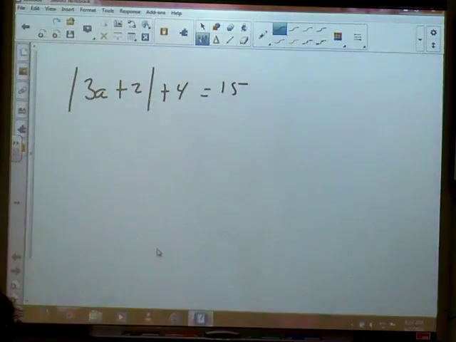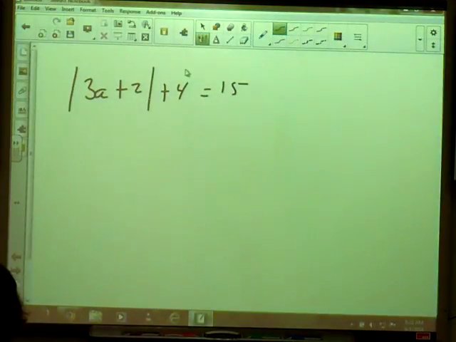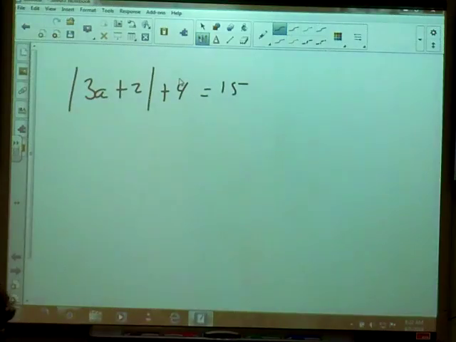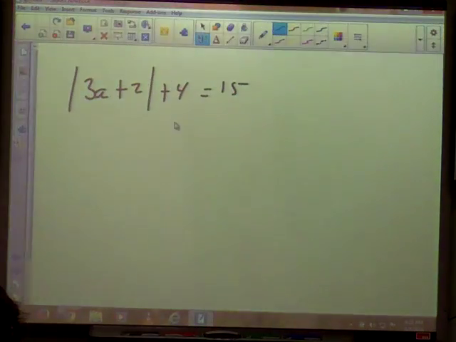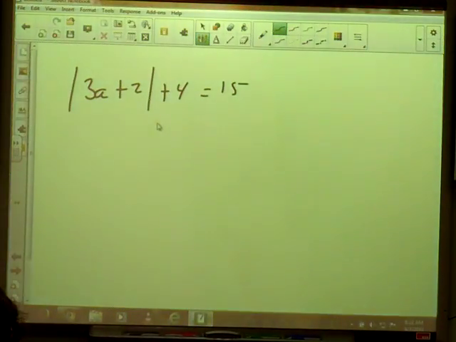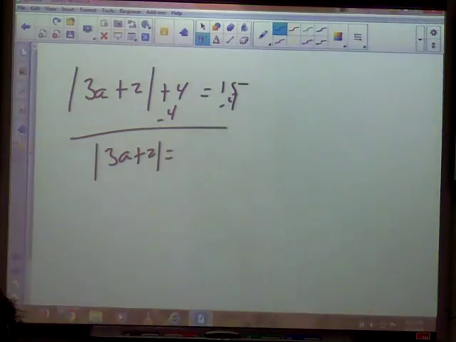But what is different on this one is it's got an extra piece of information. This plus 4 here is extra. When you've got extra junk, you need to get rid of that first. So I can look at this and say it's got an extra plus 4, so I'm going to move that out. How do I move out a plus 4? Good, so subtract 4 from both sides. Now we've got the absolute value of 3a plus 2 is equal to 11.